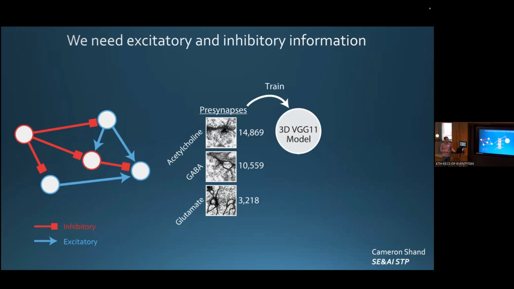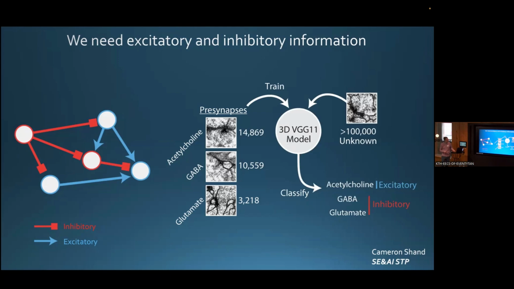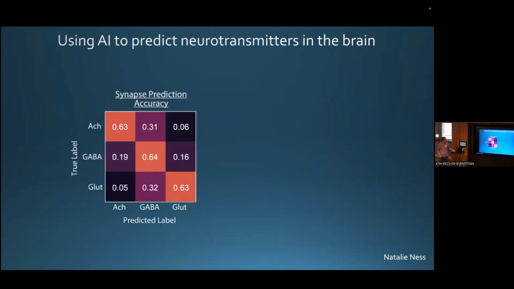So the idea is that we could train a 3D convolutional neural net to then predict the neurotransmitter expression in all of these unknown synapses. And then using this information, we could figure out which ones are excitatory and which ones are inhibitory. So this is what we've done. This is preliminary work from a new postdoc in the lab. And initially, this is a confusion matrix where on one axis, you have the true labels. So we have a held back data set. This is the test data set. And on the other axis, the predicted labels.